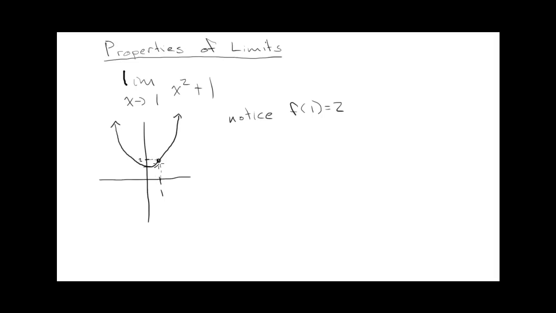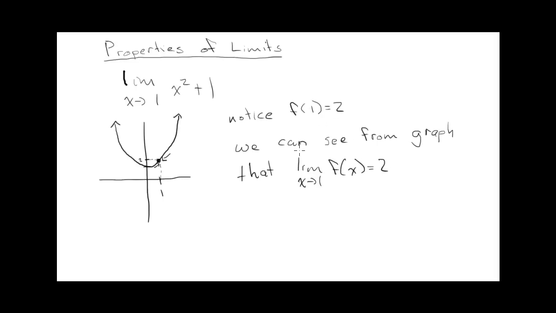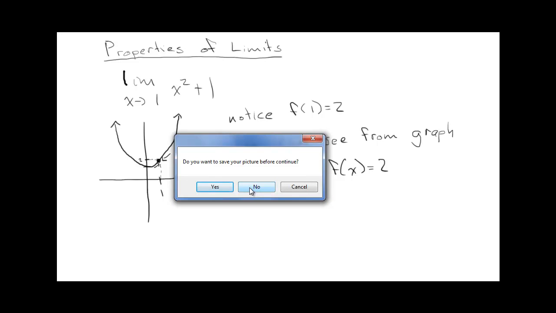And we can see from the graph that the limit as x goes to 1 of f of x is equal to 2. So the function at 1 is equal to the limit at 1. Do we have to graph it to see that, or do that table? Hopefully not. One of the things the properties of limits will allow us to do is evaluate limits without graphing to see what it's approaching or doing a table. So we're going to write down those properties and see how that will help us.